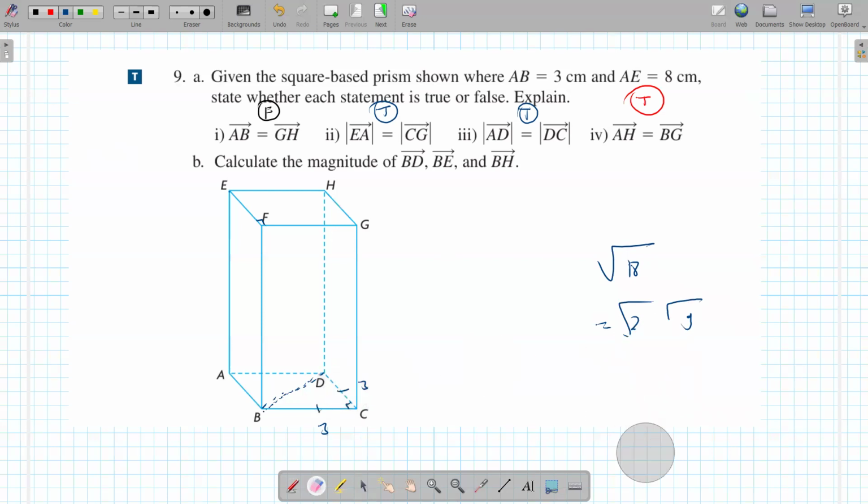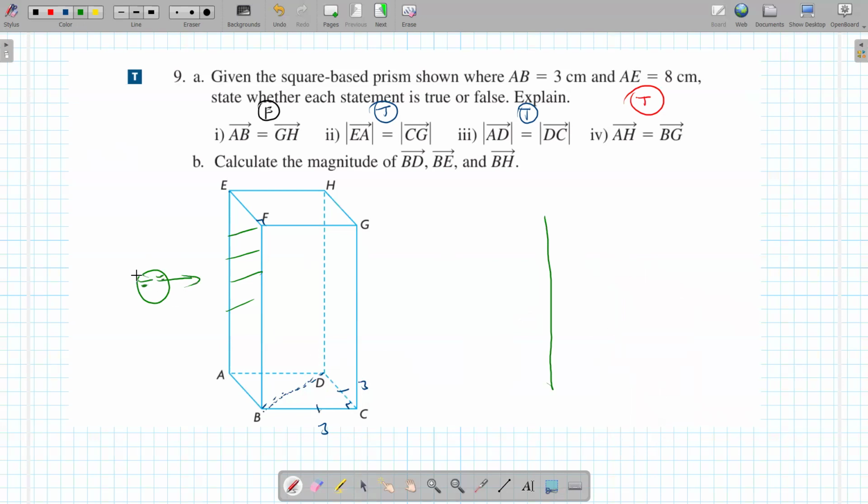BE might be a little bit more difficult to visualize. I'm going to draw this face. So we're looking at it this way, basically your eyes are like here. So BE. So we're just going to flip this diagram. So this is E, F, B, A, like that.